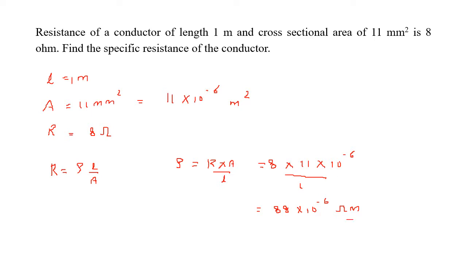Now this unit is ohm meter. How did we get ohm meter? R is in ohm, area is in meter square and length is in meter. So 1 meter and the meter square gets cut, so we get ohm meter. Remember always the resistivity rho, the unit is ohm meter. There is a half mark for the unit, so be very careful with the units.